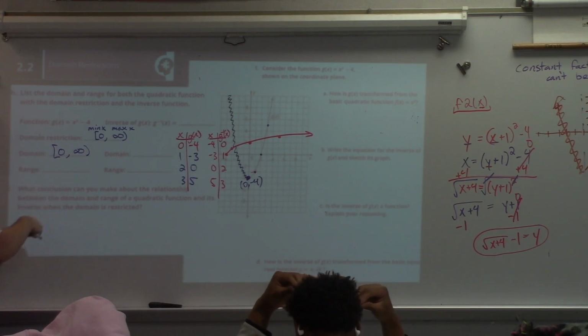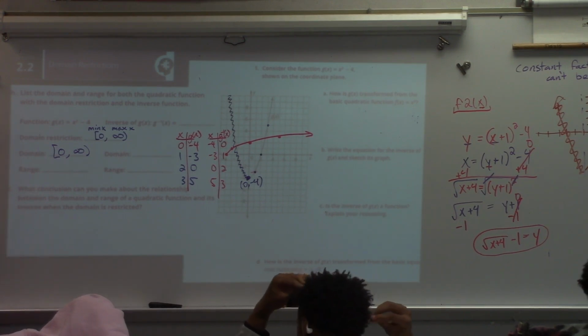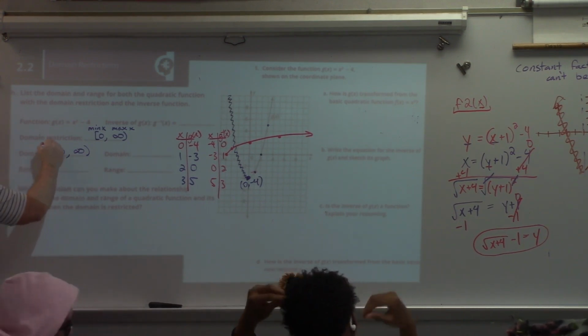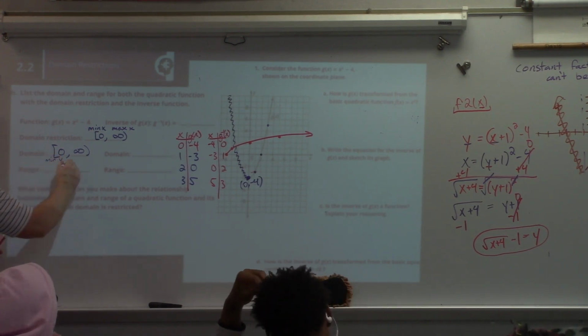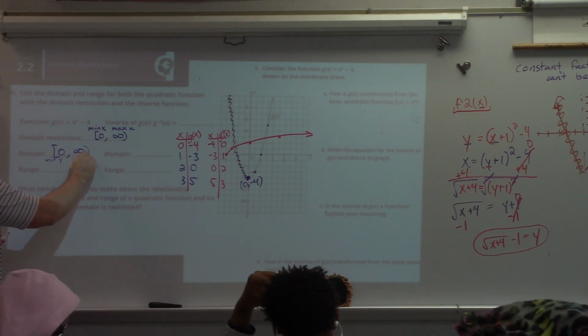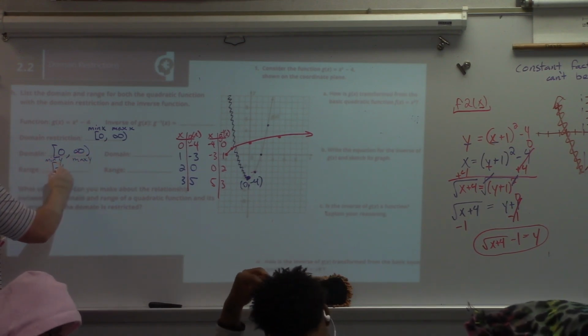What about the range? The range is not the x, the range is my y. So what was my minimum y? There's only one of them. Negative 4. The minimum y was negative 4. What's the maximum y?